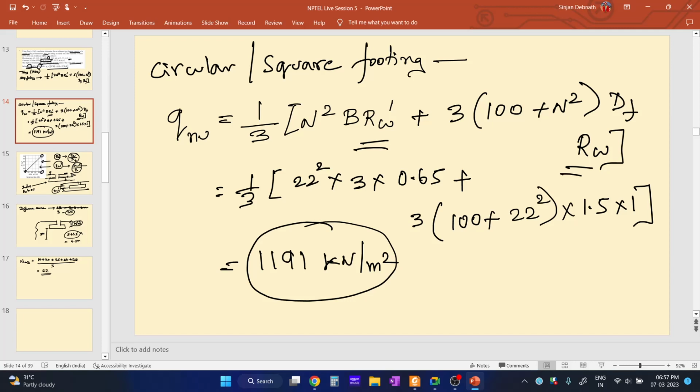What I did is that I have just incorporated all the values of all the parameters into this equation, and I have solved this equation. So the answer that comes out is 1191 kilonewton per meter square. If you have any problem in this question, please let me know.